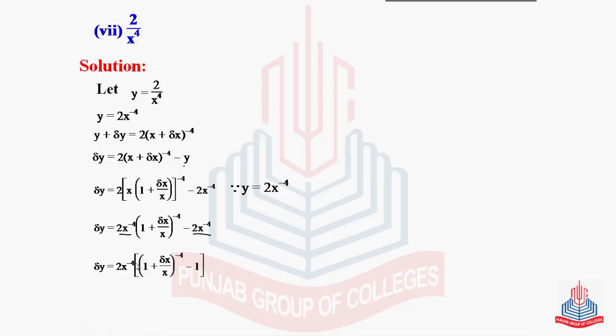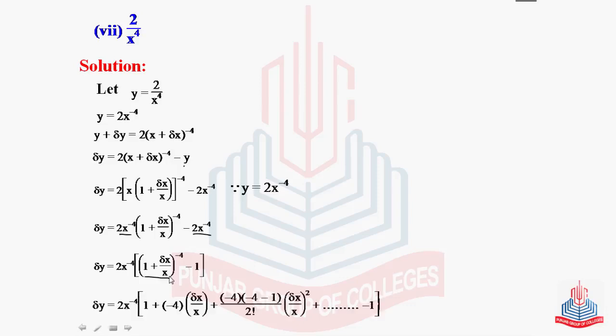We have (1 plus delta x over x) raised to the power minus 4, and the other term will become 1 due to the common factor. Now apply the binomial series on this portion. Delta y is equal to 2x raised to the power minus 4 times, 1 plus nx, here n is minus 4, x is delta x over x, plus n into (n minus 1) divided by 2 factorial into (delta x over x) whole square, and so on, an infinite series, and at the end we have this minus 1. This plus 1 and minus 1 will be cancelled out.